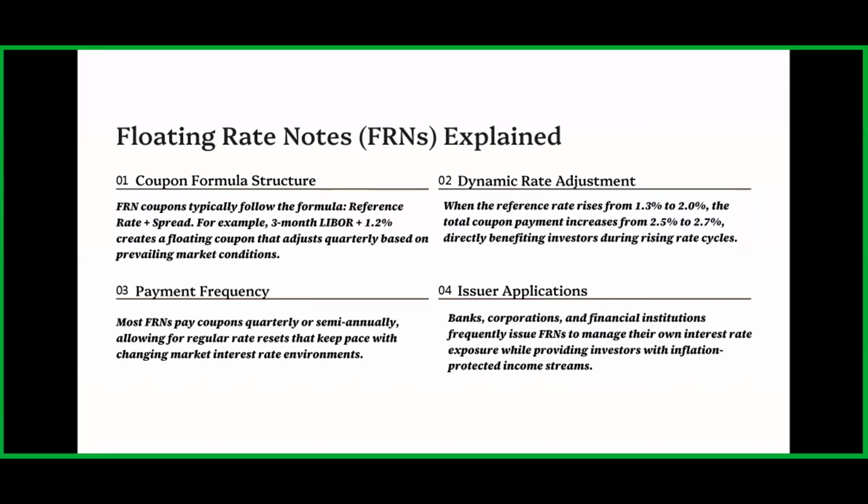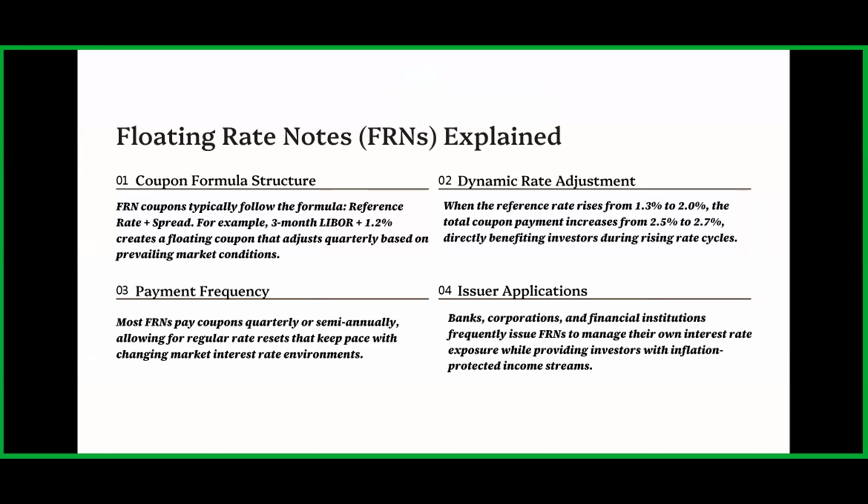Next one is the dynamic rate adjustment. We know that in floating rate notes, the interest rate or the coupon rate is not fixed. It is always volatile, which means it may go up or it may go down. So this is the dynamic rate adjustment, meaning the rate is continuously adjusted.